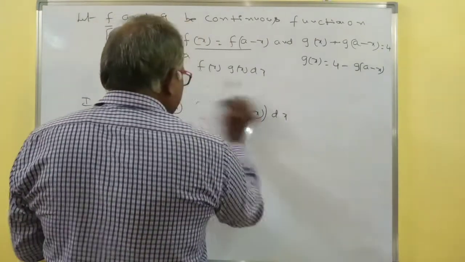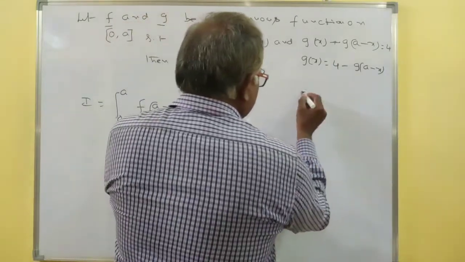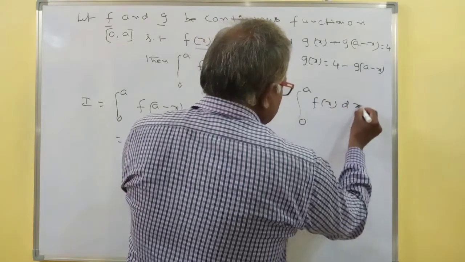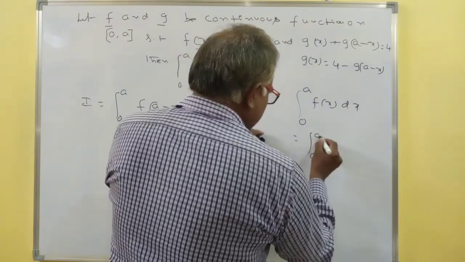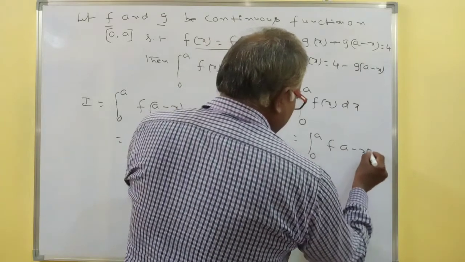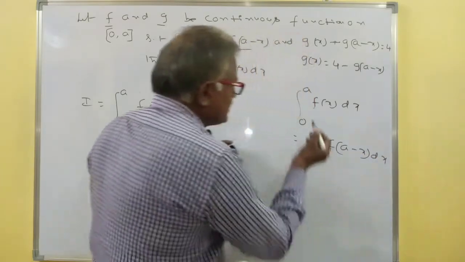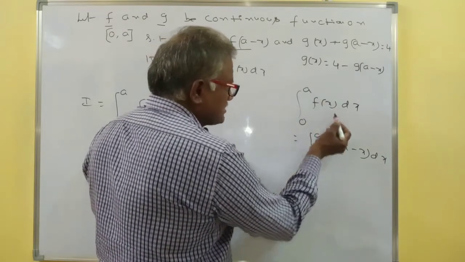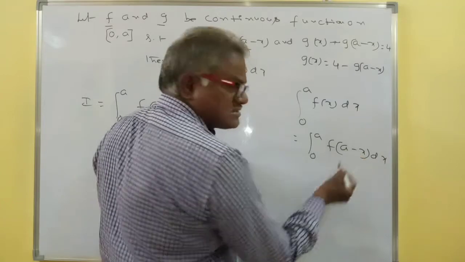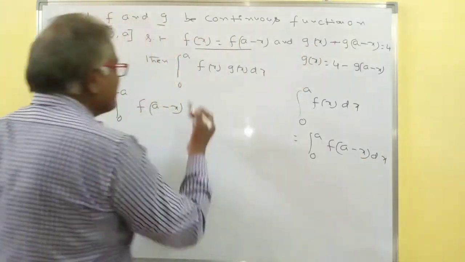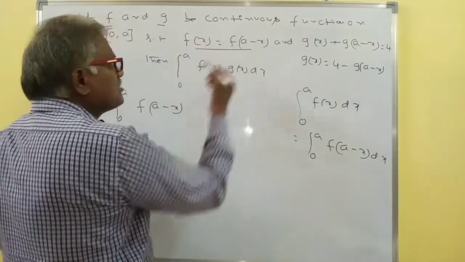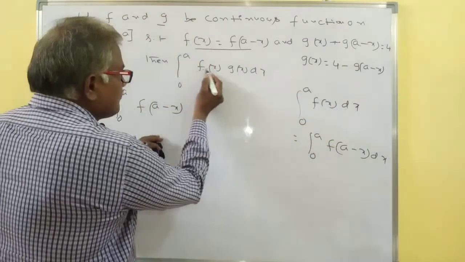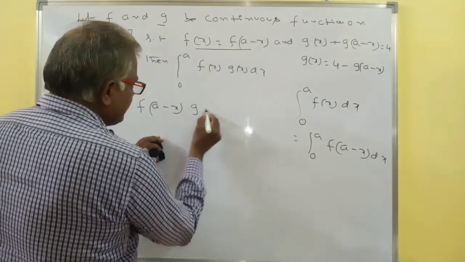What is the property? Here we know the property: integral 0 to a f of x dx is equal to integral 0 to a f of a minus x dx. So this is the main property of definite integral. Integral 0 to a f of x dx, you can write as 0 to a f of a minus x dx. So before going to substitution, we have to substitute using this property. This becomes f of a minus x into g of a minus x.